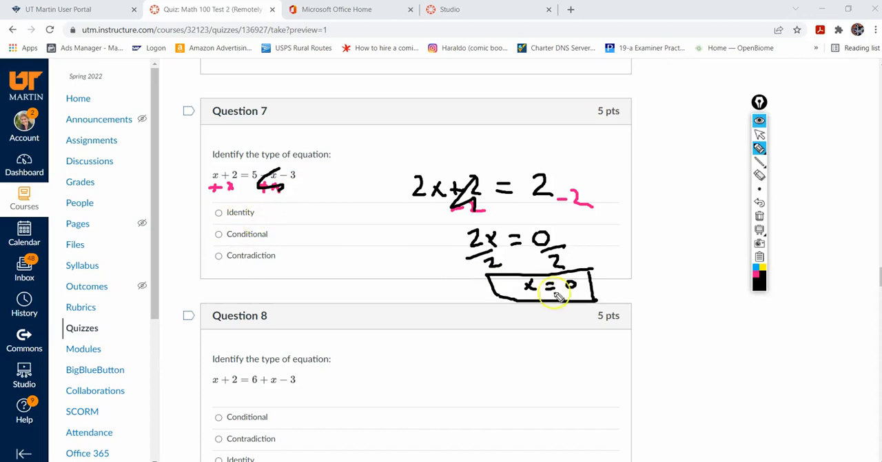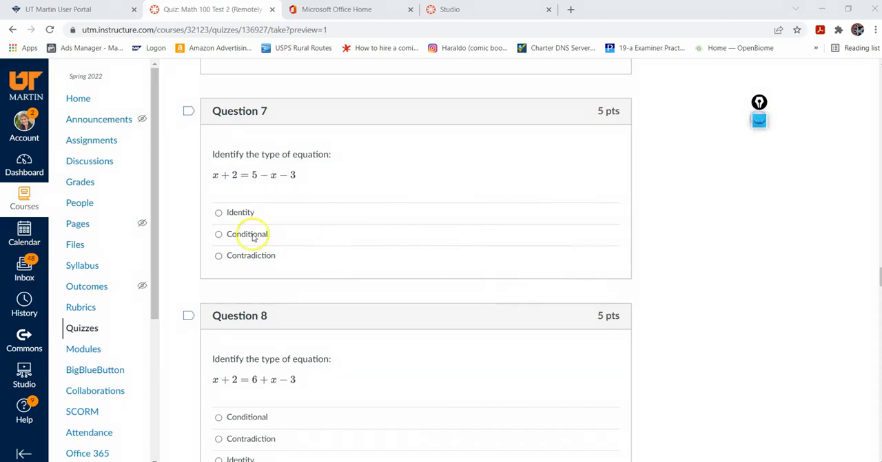If you have an identity, then there are infinitely many values for x. So it's not an identity. If you have a contradiction, you get a statement that's not true. And so what we have found here is a conditional. This is the condition. x has to be equal to 0 to solve this equation. All right. And it was also mentioned in the lab, if you get one answer, you have a conditional. If you get infinitely many answers, you have an identity. And if you get a false statement, you have a contradiction.